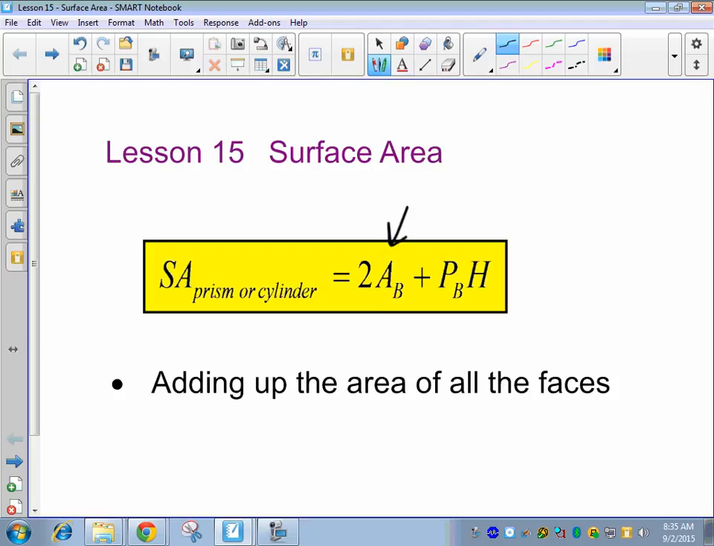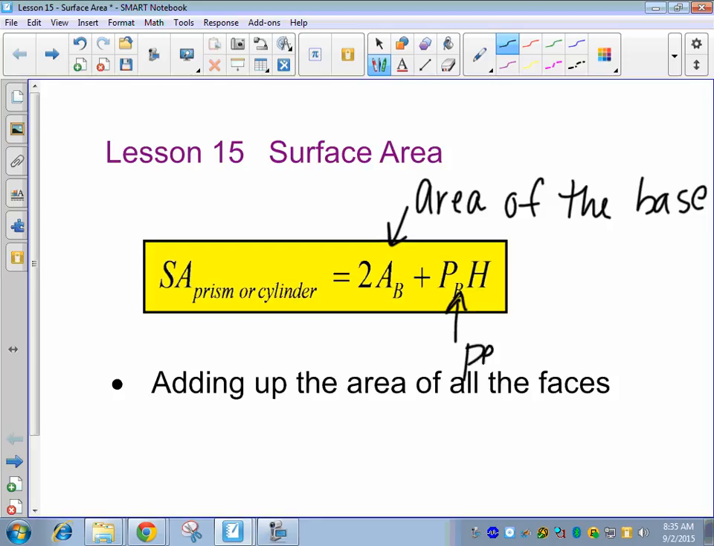Now, can anybody tell me what AB means? Isaac? Area of the base. So big A usually means area. This little b means base. So area of the base. Now, what about PB? Julia? Perimeter of the base. Perimeter of base. And then H, what's H? Yeah, Dylan. Nice.